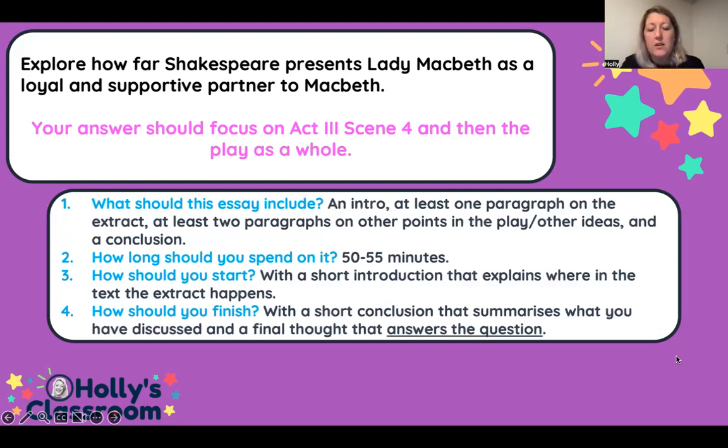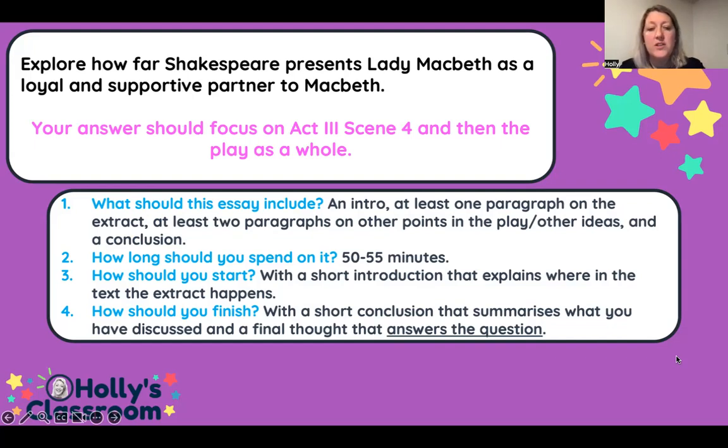An introduction, at least one paragraph on the extract, at least 2 paragraphs on other points in the play or other ideas, followed by a conclusion. Around 50 to 55 minutes, which actually matches what lots of you were saying: around 5 to 10 minutes planning time, then 40 to 45 minutes of writing and 5 minutes or so to read over your work. So that fits with where lots of you are already working.